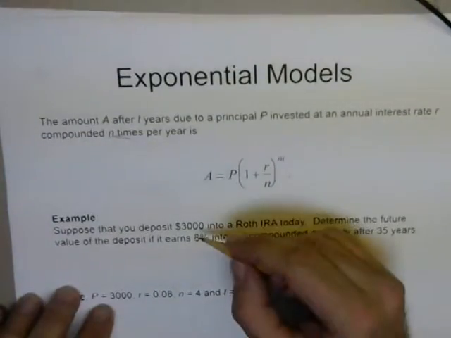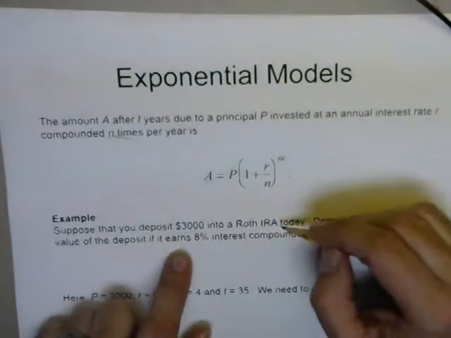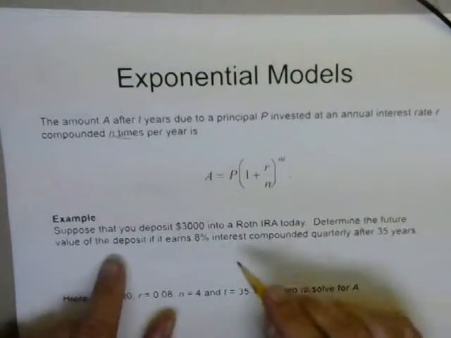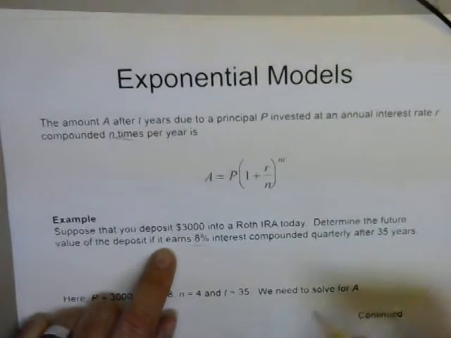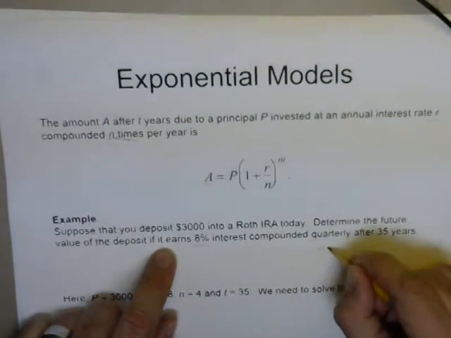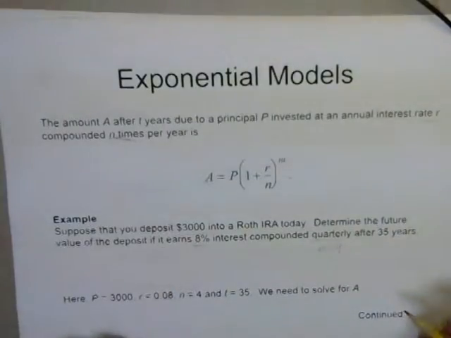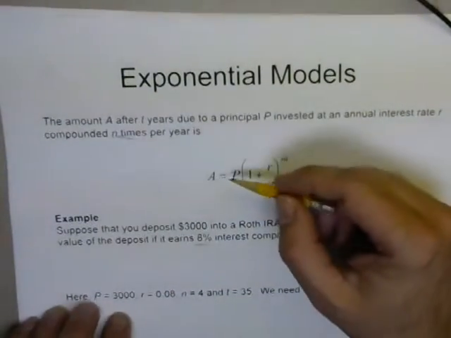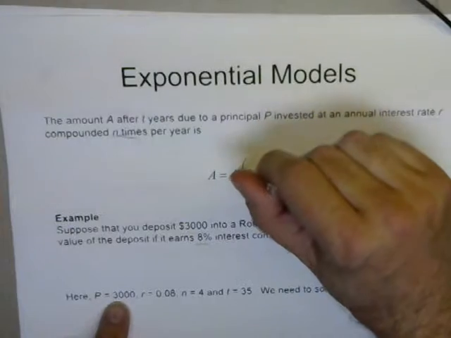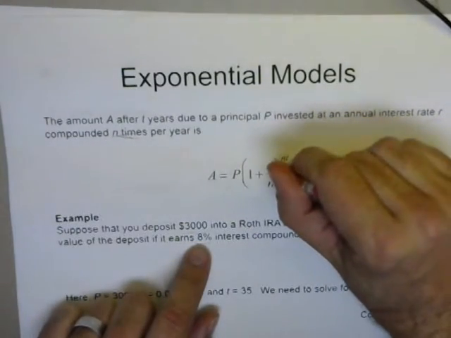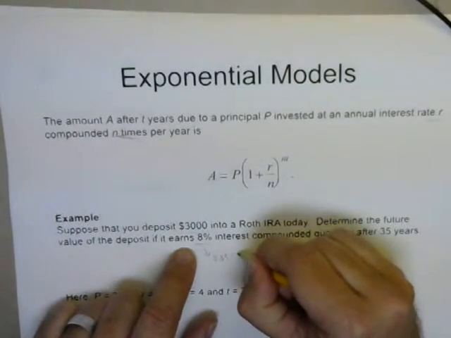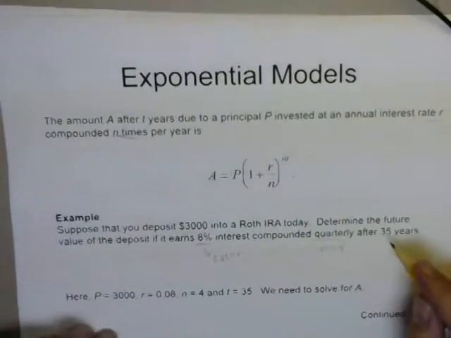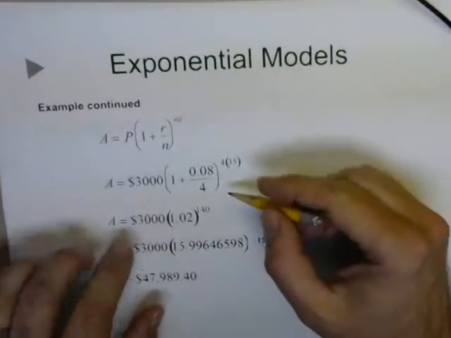So let's say that you deposit $3,000 into a Roth IRA, and you want to determine the future value of the deposit if it earns a constant interest rate of 8% interest compounded quarterly. So that would mean that n is equal to 4 after 35 years, right? So plug that information into the equation and work it out, see what you get. So plug 3,000 in there, write this as a decimal, so that would be 0.08 for R, and then n would be 4, and then plug in 35 for T, right? So go ahead and plug that into the formula, and then just work it out, right?